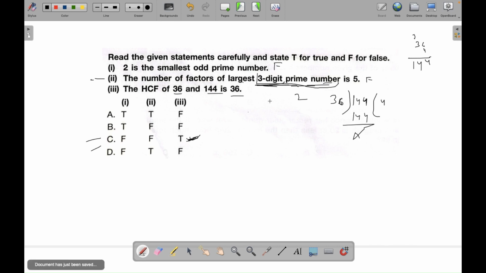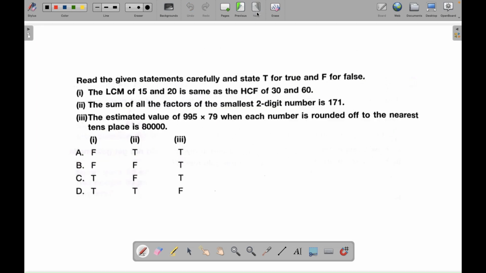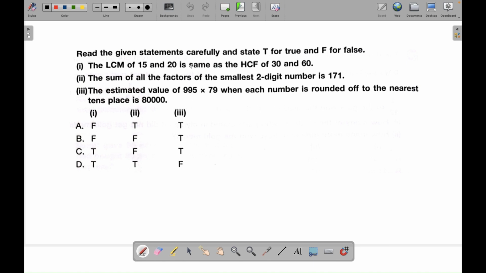So these two numbers are divisible, which means that the LCM is 144, the larger one, and the HCF is 36. Right? So this is true. Now we have the final question. Read the given statements carefully and state T for true and F for false. The LCM of 15 and 20 is the same as the HCF of 30 and 60.